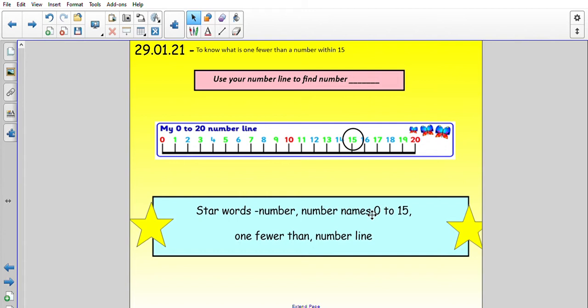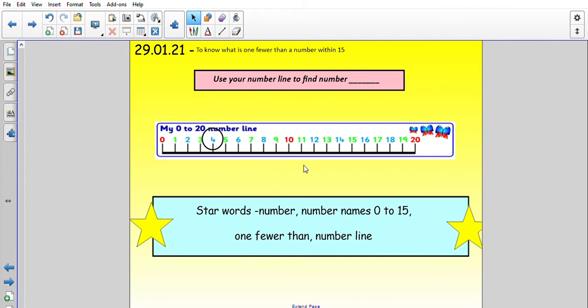I found 15. Well done me. Well done you. Right, let's challenge ourselves to another one. Can we find number 4 on our number line? 4 is a small number and it's certainly fewer than 10, isn't it? So it's going to be coming this way. Oh, there it is. I found number 4. Good job.